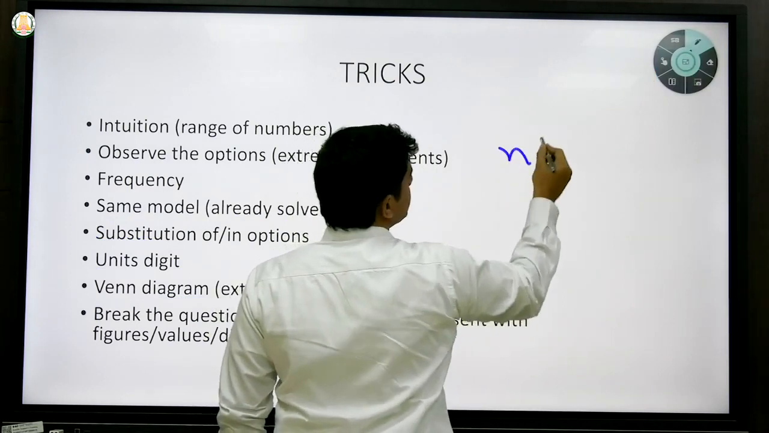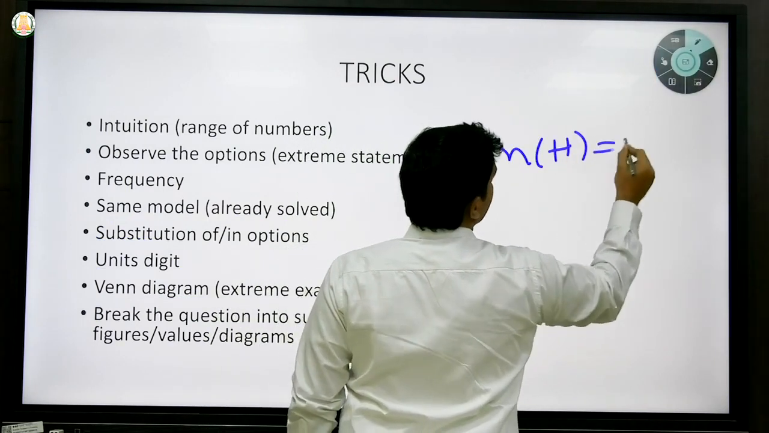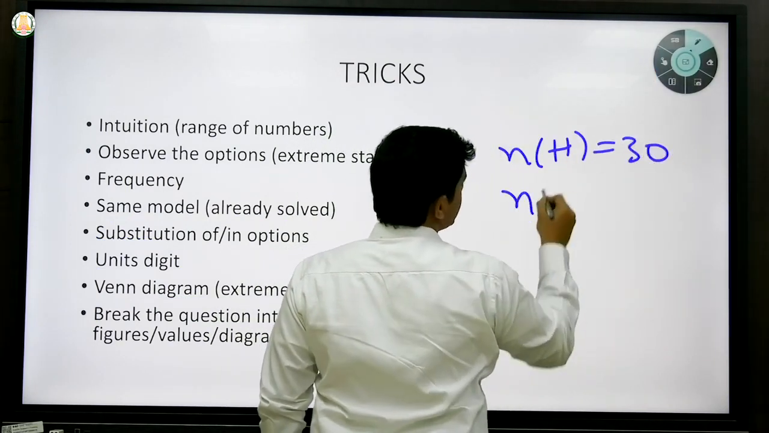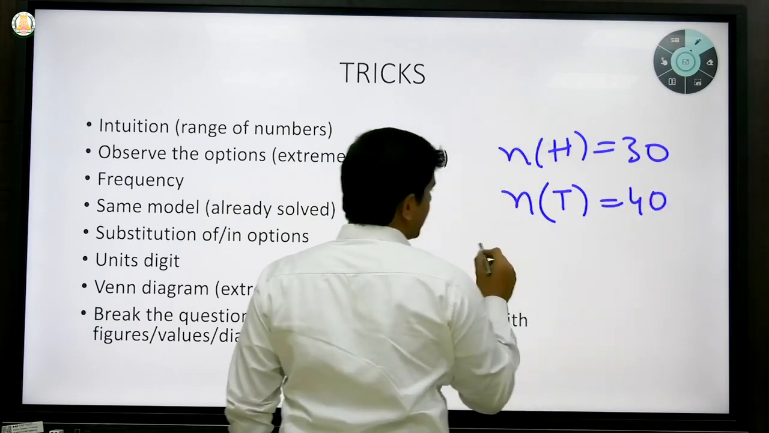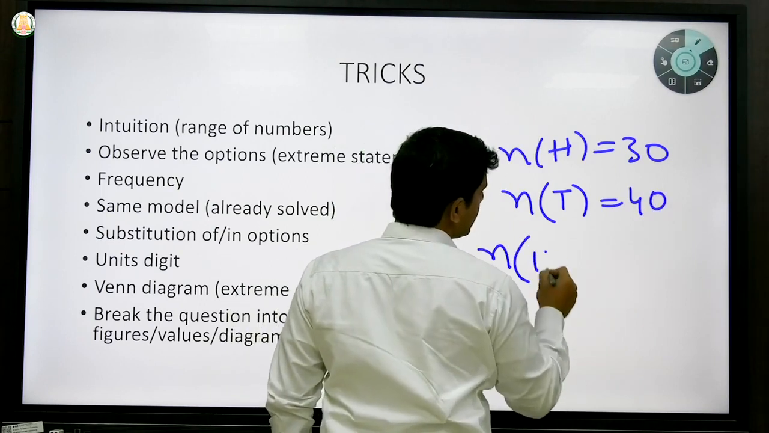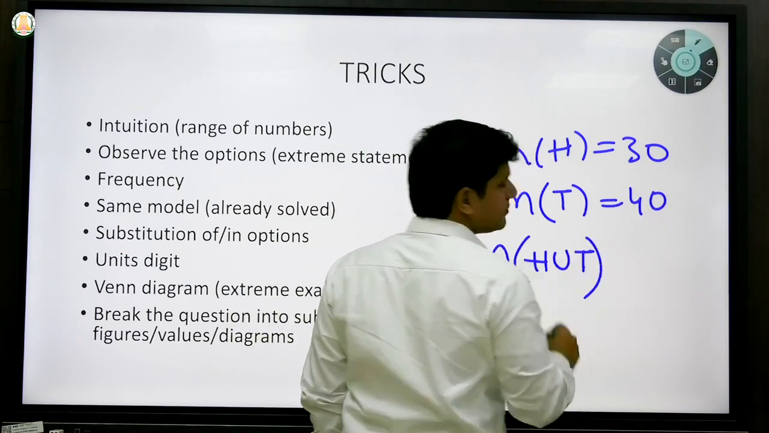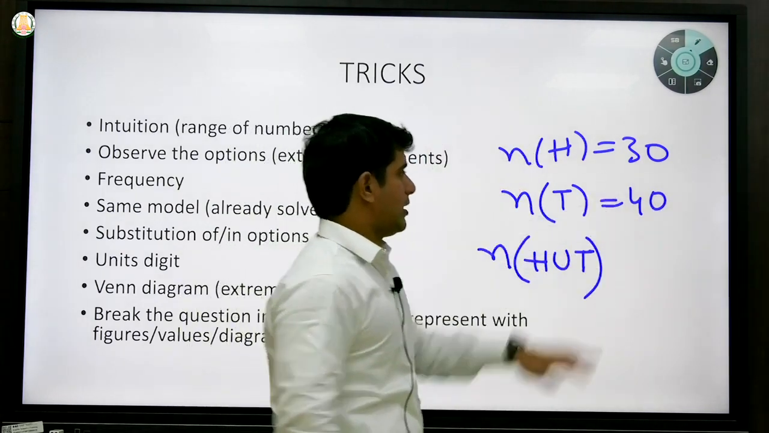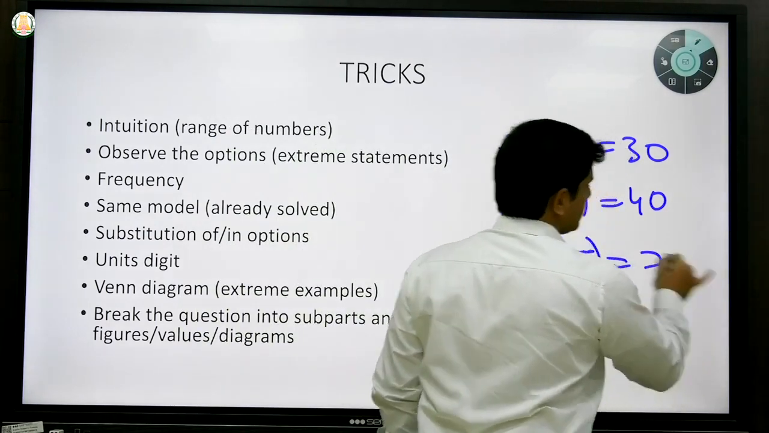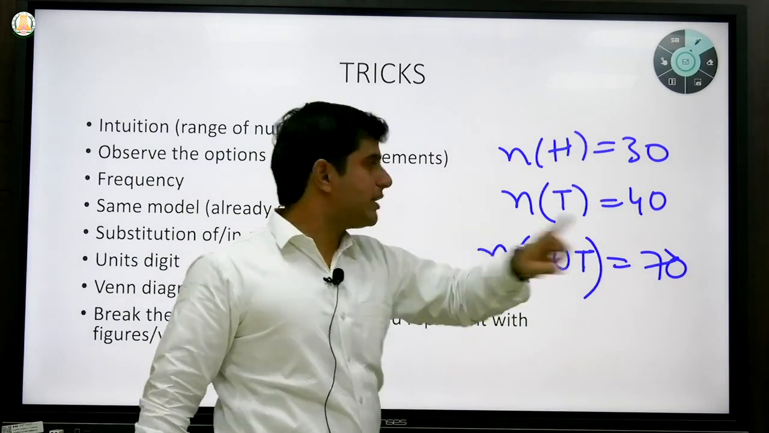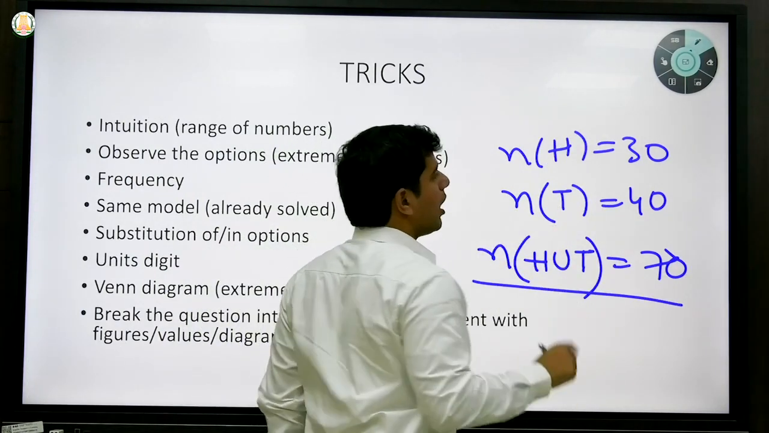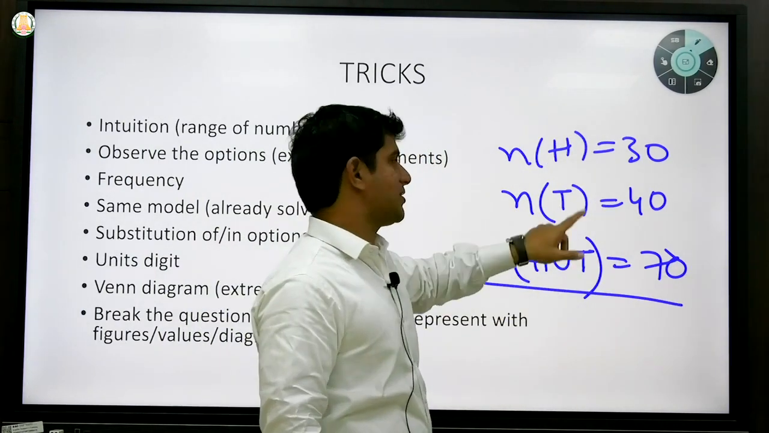They say the number of people speaking Hindi is 30, and the number of people speaking Tamil is 40. Now, if they ask, tell me the number of people speaking Hindi or Tamil, the immediate response will be 70. Okay, this is wrong, because you should ask me a next question before answering this. How many people are speaking both languages?